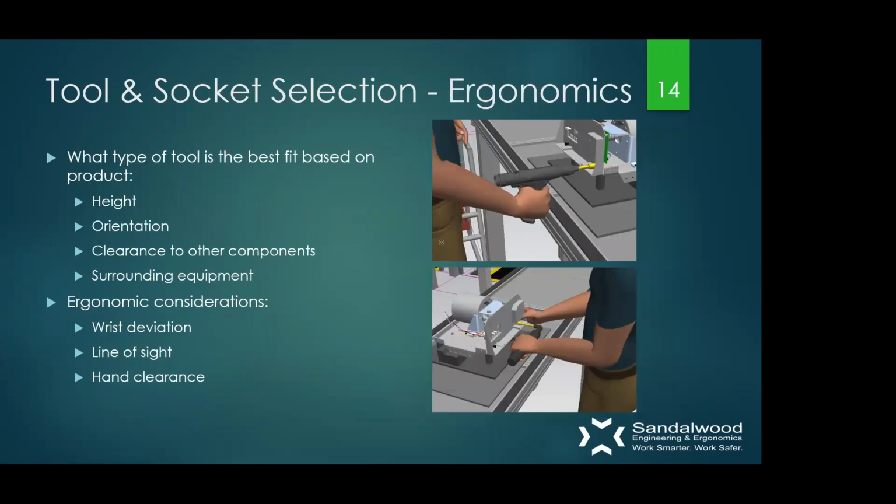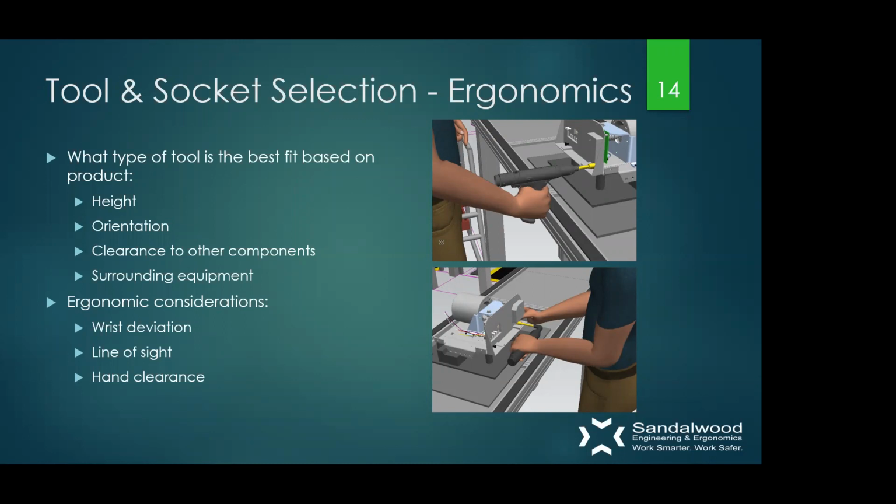A bit on ergonomics for tool and socket selection. We want to think about the operator always, right? So which kind of tool is the best fit based on the assembly's height, orientation, clearance to other components. If there's other equipment surrounding them, where do they need to stand in order to be able to perform this task? And then the ergonomic things that we're considering, right? So things like wrist deviation, line of sight, hand and finger clearance.